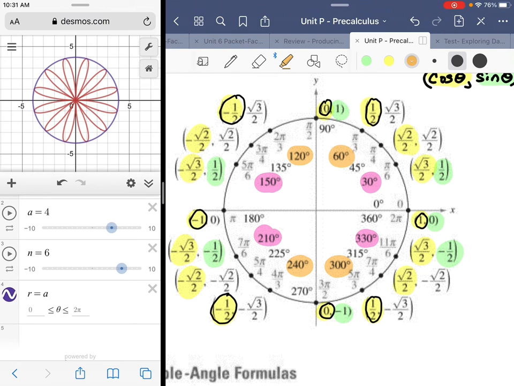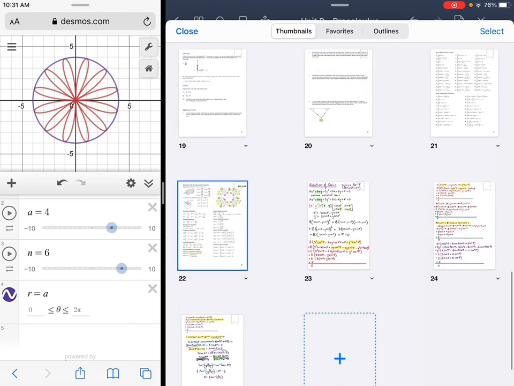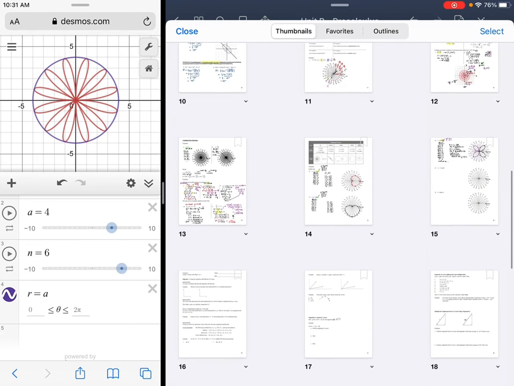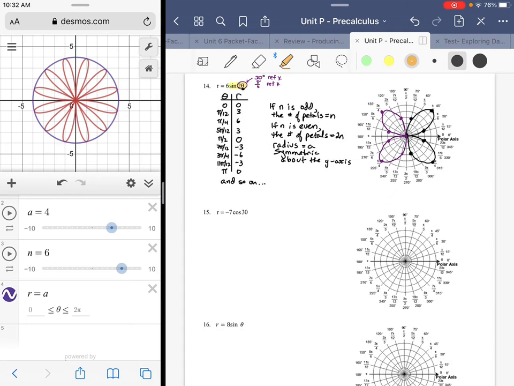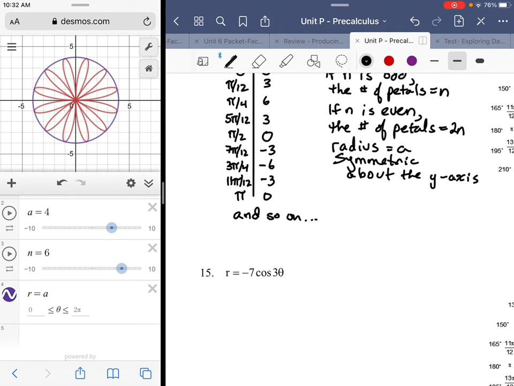So we're working with cosine of 3 theta. So 3 times some number should give me these friendly values. Okay, so we're going to hold that in mind. The friendliest value would be 60 degrees. So I want something multiplied by 3 to give me that friendly value. All right.